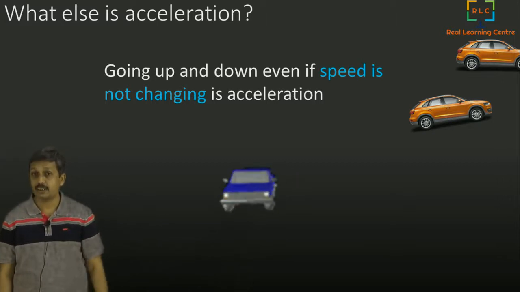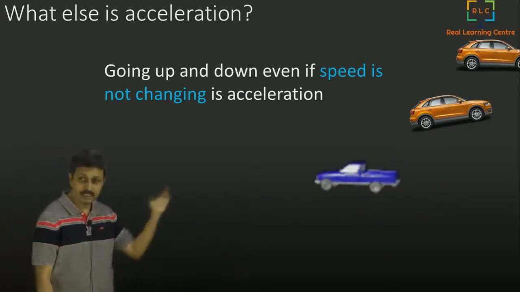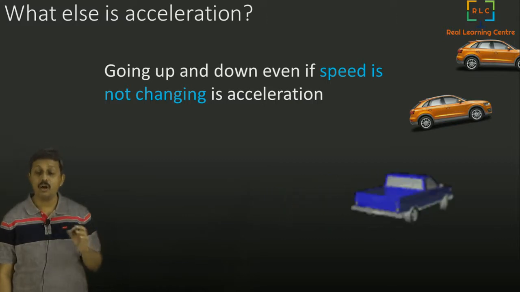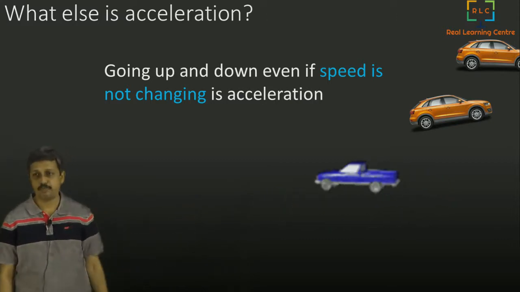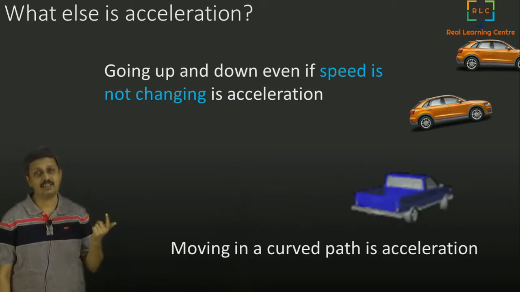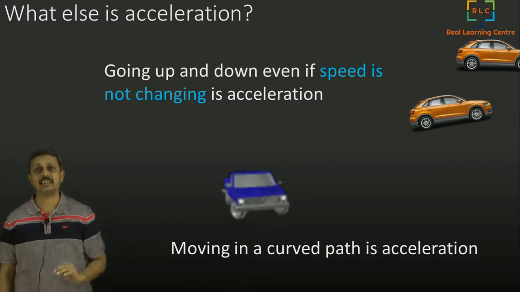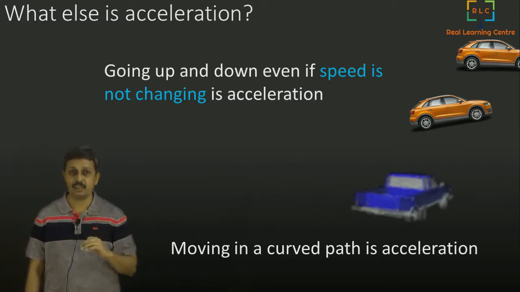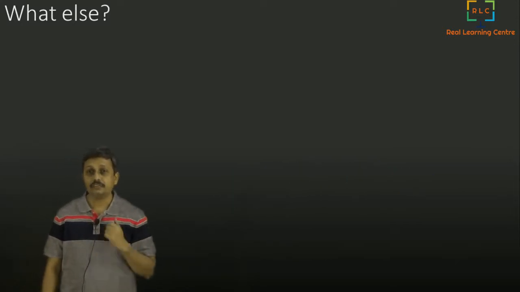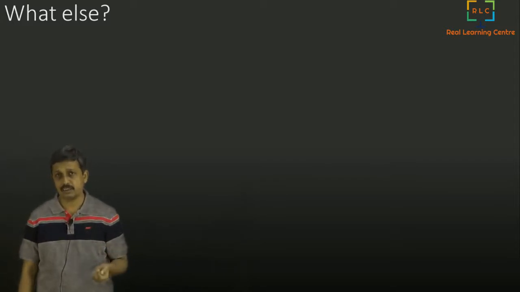And not only that, take this scenario. This pickup truck actually is going around in a circle at a constant speed, no change in the speed, but it is moving in a curved path. If you move in a curved path, then also we say that it is getting accelerated. It is acceleration. So moving in a curved path is acceleration. So now, what else? Is there any other thing that is called acceleration?